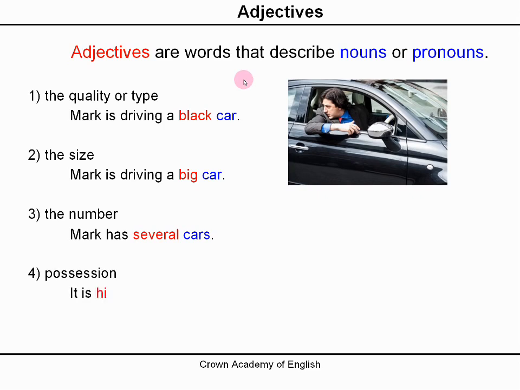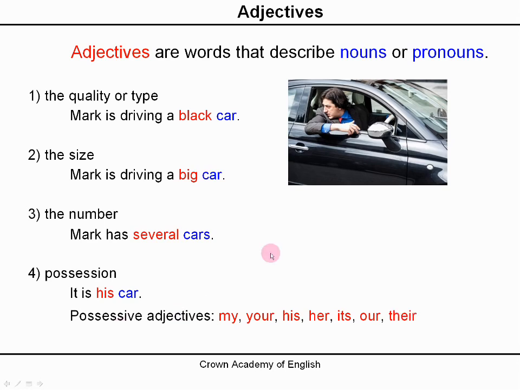Possession. It is his car. Okay, so this is telling us that the car belongs to Mark. It is telling us the possession. And the possessive adjectives are my, your, his, her, its, our, and their. Okay? And again, there are lots of different types of adjectives. These are just a few examples.